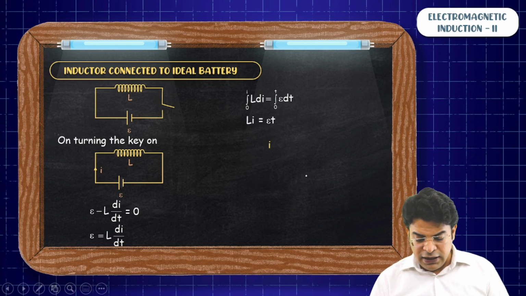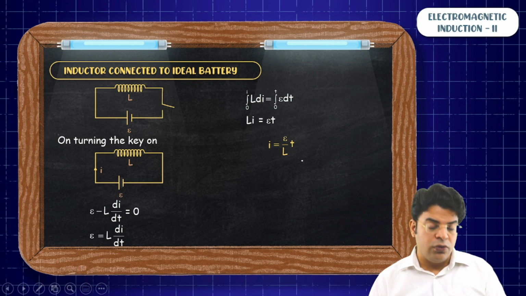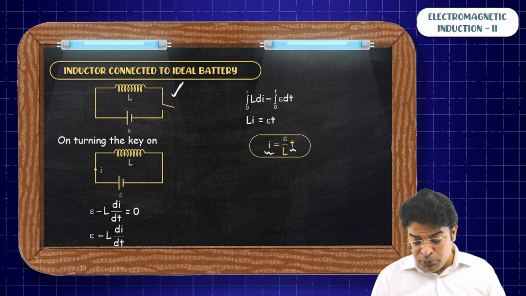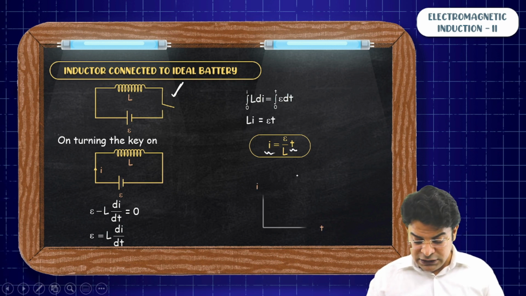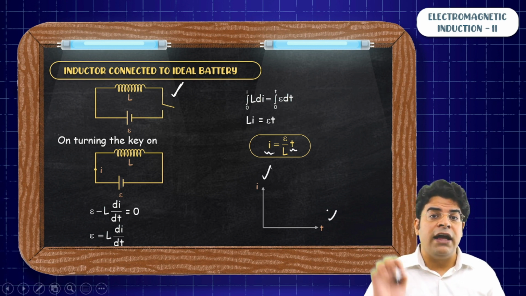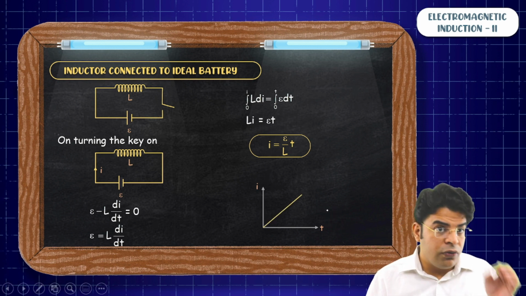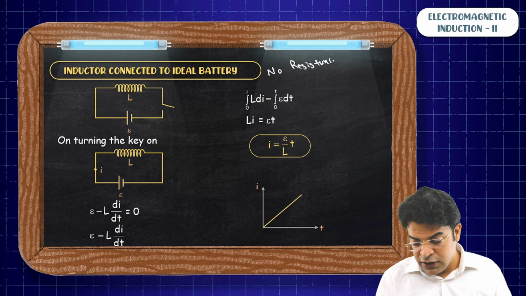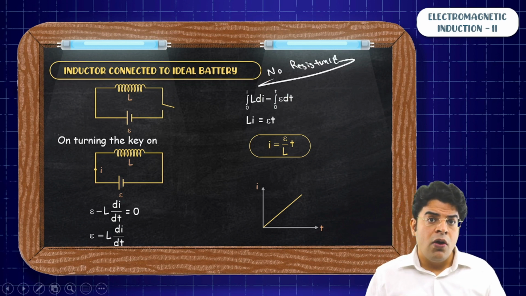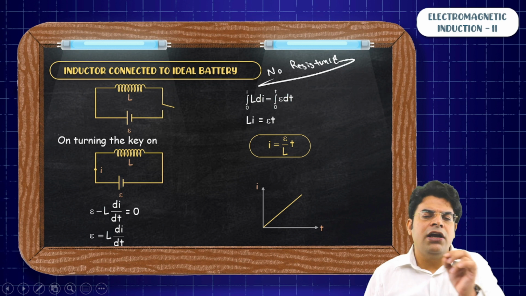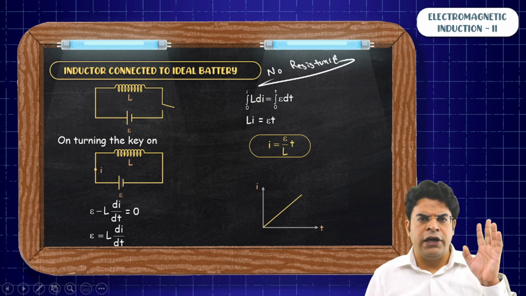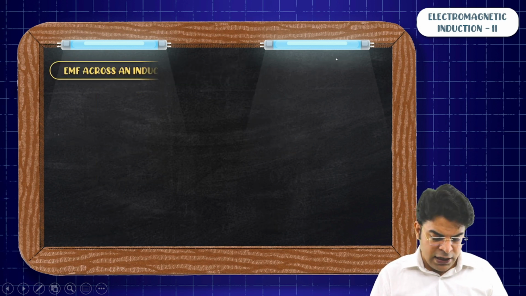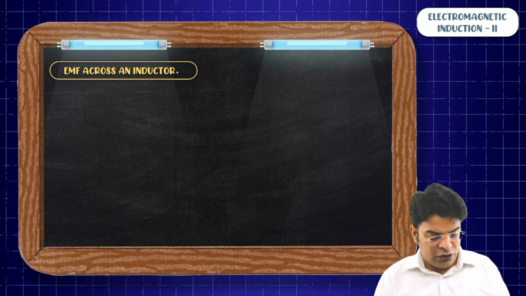So once we know that the current flowing at any time t equals E by L into t, we know that for such a circuit, the current is directly proportional to time. And if you visualize the current-time graph, you will get a straight line passing through the origin. Now do understand, in this circuit we had no resistance at all, so the current will keep on growing linearly. Once more repeating the important line: inductor has got no problem with the flow of current. Inductor has got problem with the change in current. So let's move on and understand EMF across an inductor.